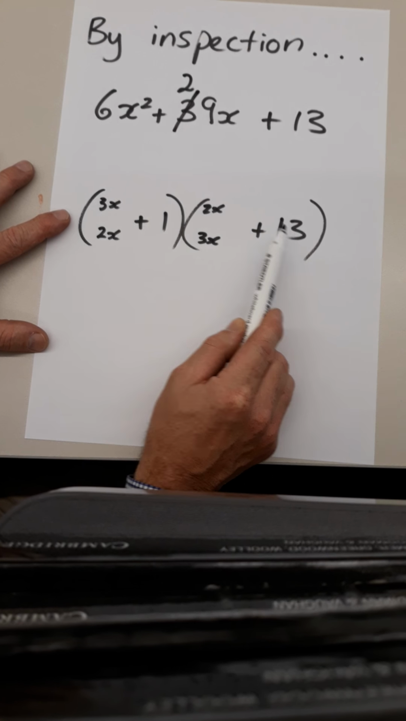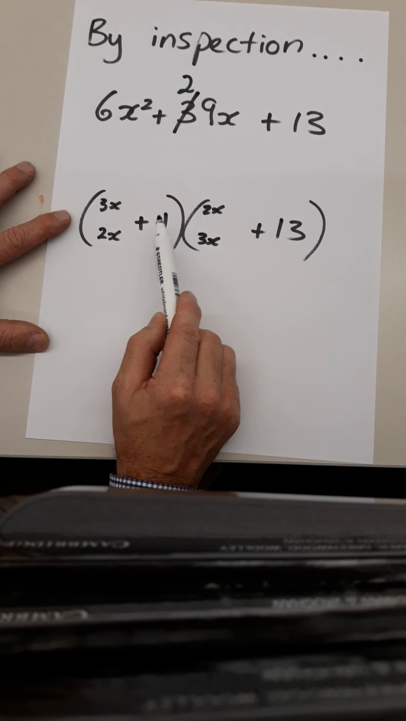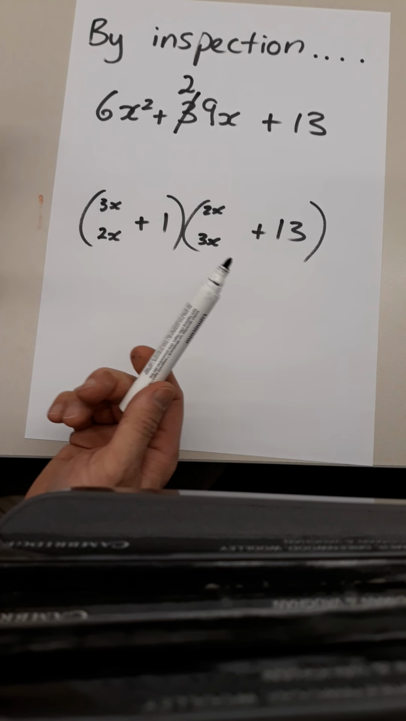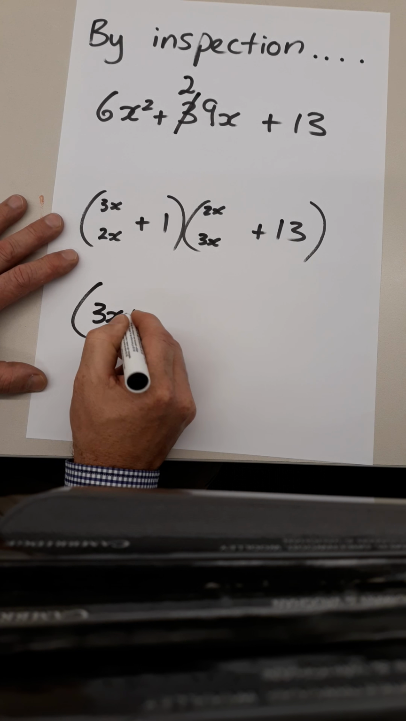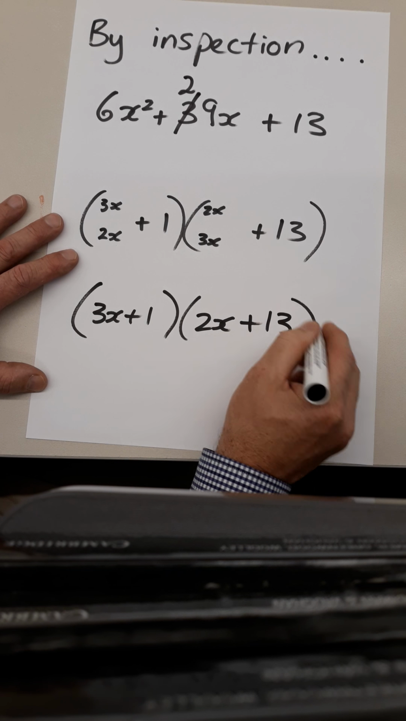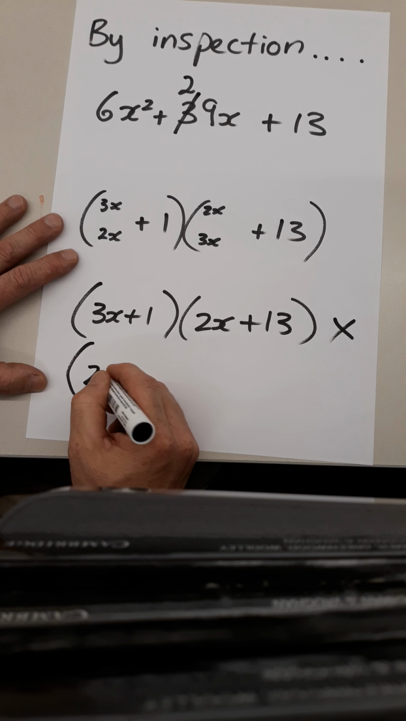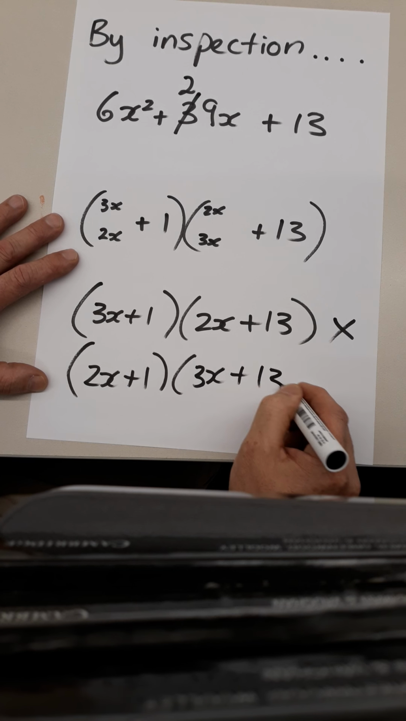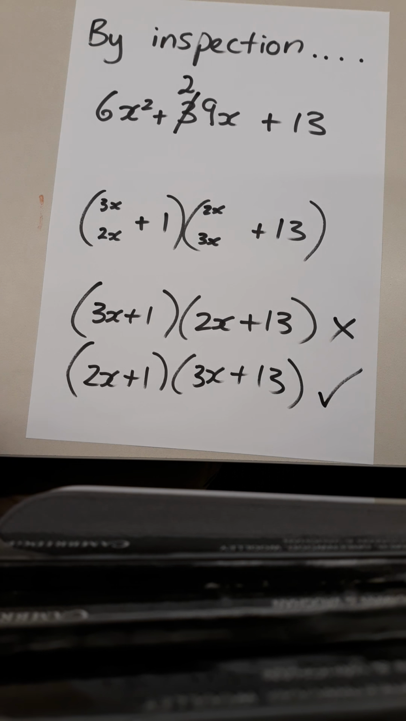3x, 39x, and 4x, and 2x is too many x's, but 26x's and 3x's is going to be okay. So I'm saying, through a bit of experimentation, that is not going to work. But that is going to work.